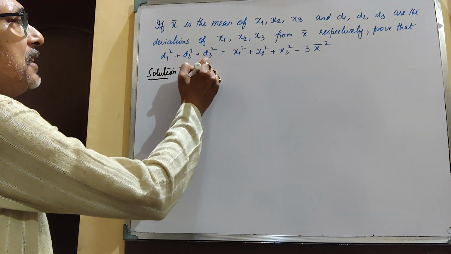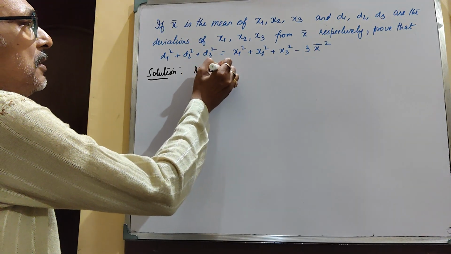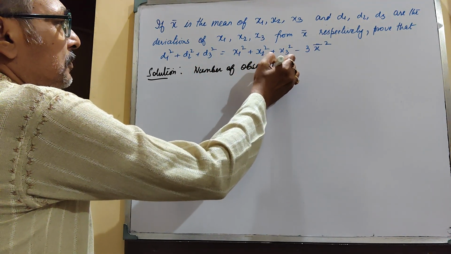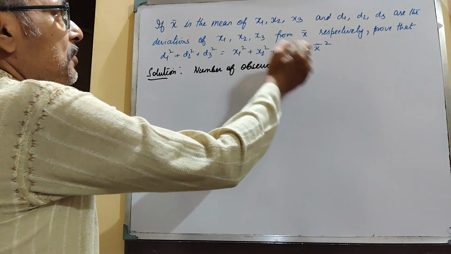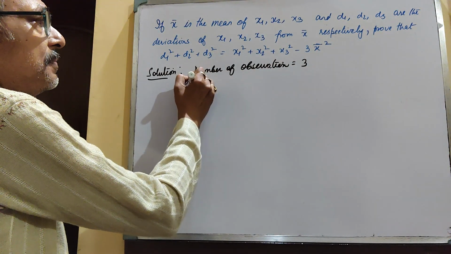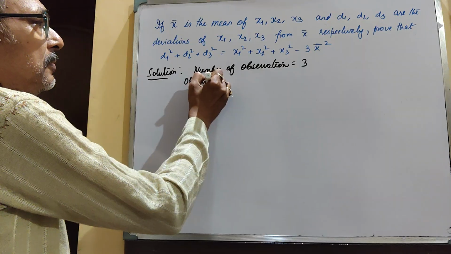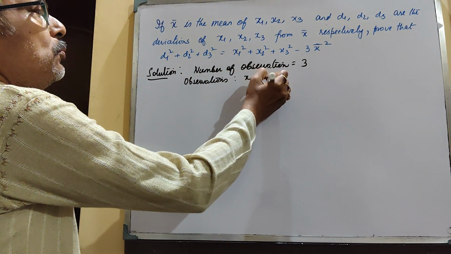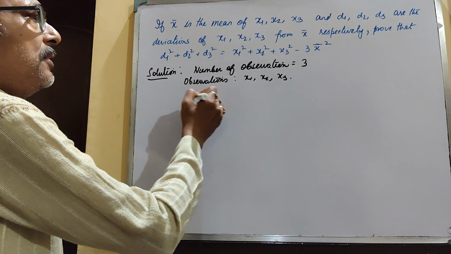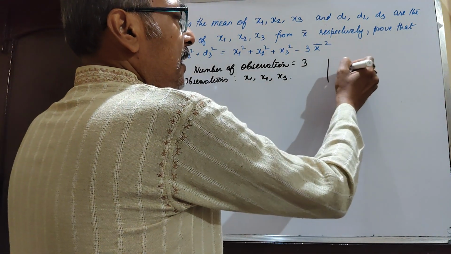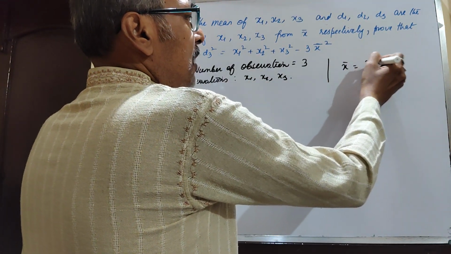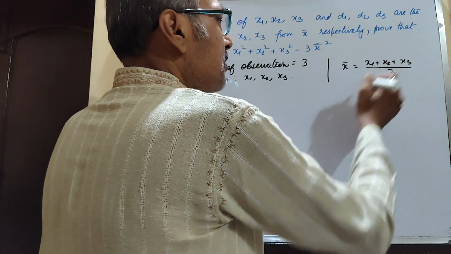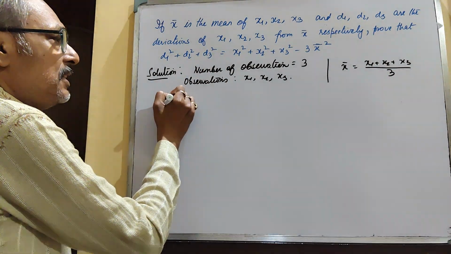Observation: the number of observations is 3 and the observations are x1, x2, x3. Now what is x bar? X bar is x1 plus x2 plus x3 by 3. This is the mean.